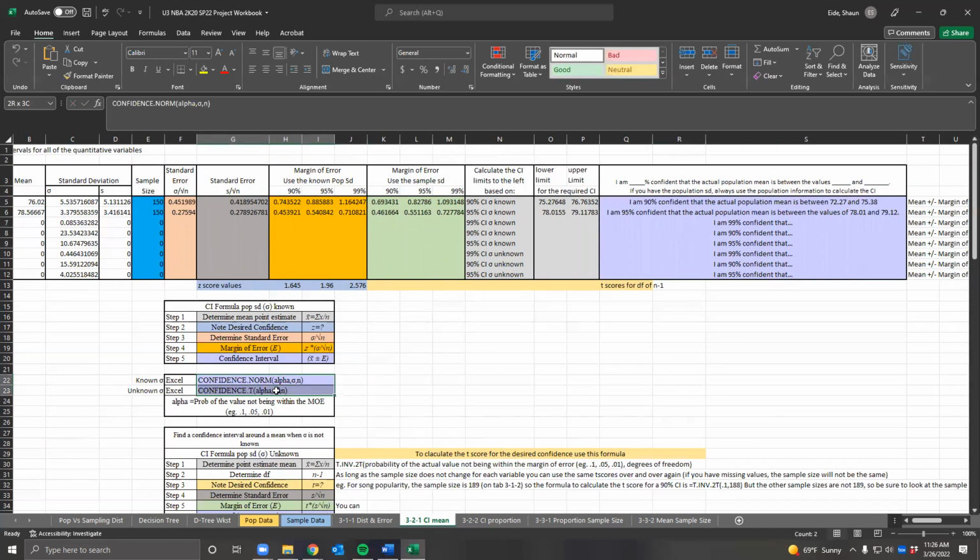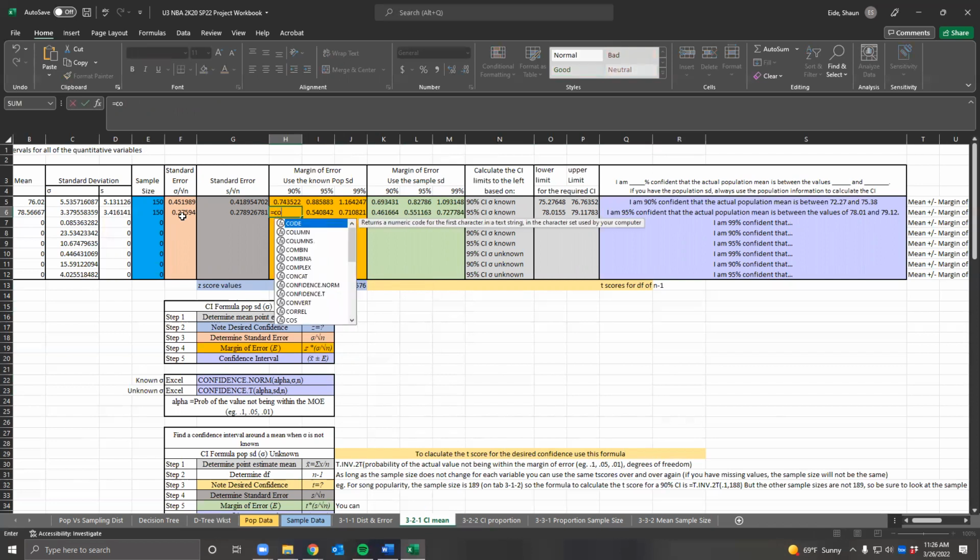Also, you can use these formulas, which are very similar. What you would do here is, instead of using the 90% multiplied by the standard error, you would just do equals CONFIDENCE.NORM, and then put the alpha of, once again, alpha is that probability, the alpha of 0.1, and then the standard deviation, and then the sample size.